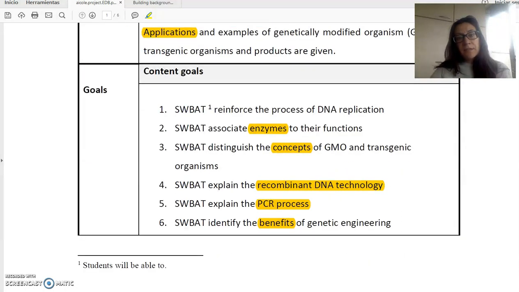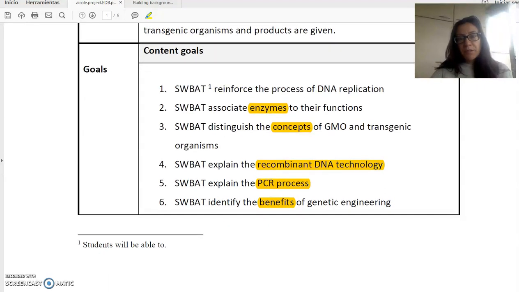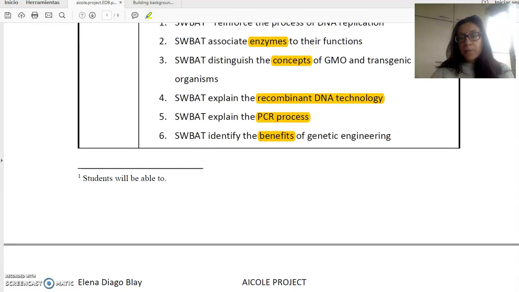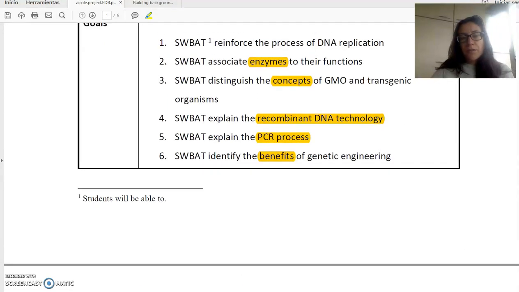About the contents, the most important are to know how to associate the correct functions to the specific enzymes, and to distinguish between genetically modified organism and transgenic organism, because it might be slightly difficult even though it's quite easy to distinguish. So I would encourage my students to use these terms properly.